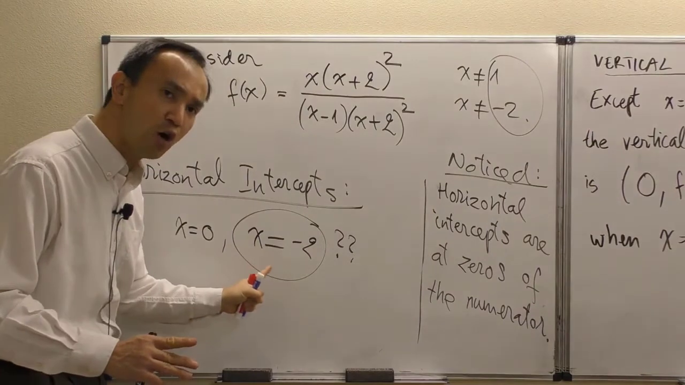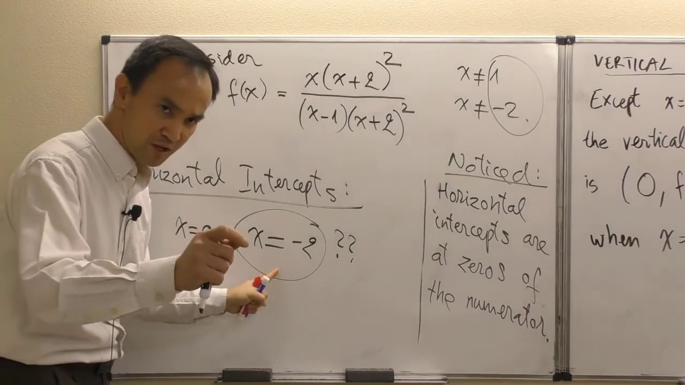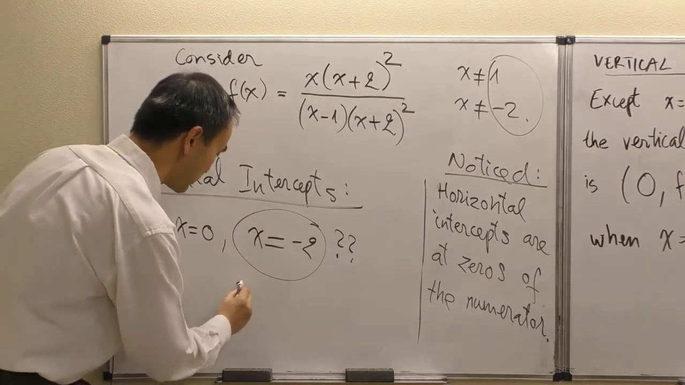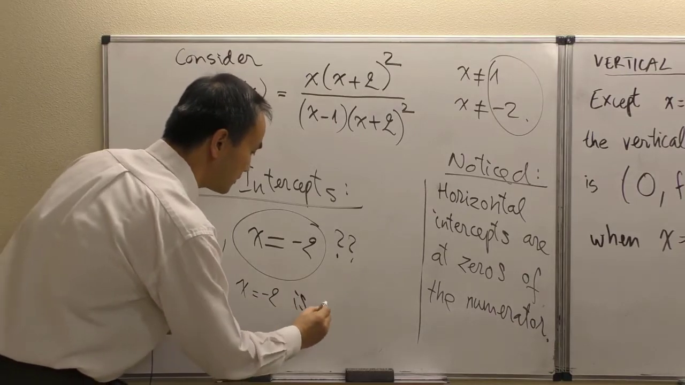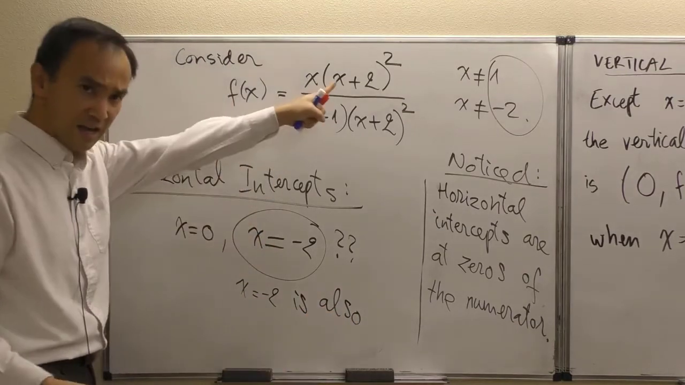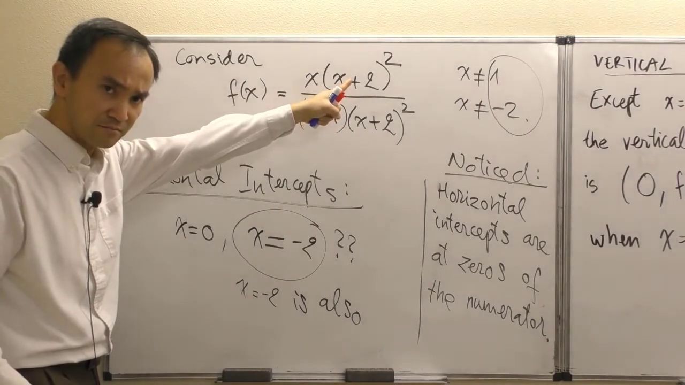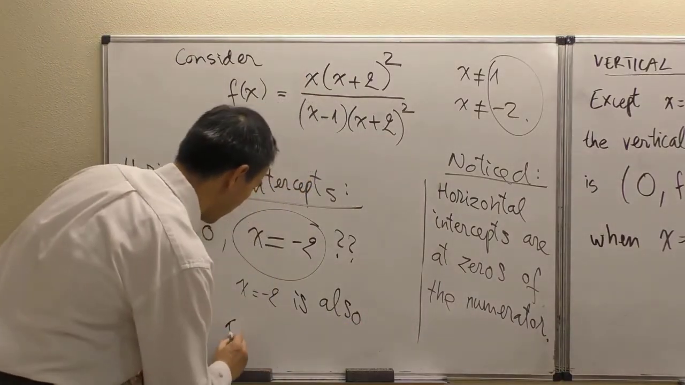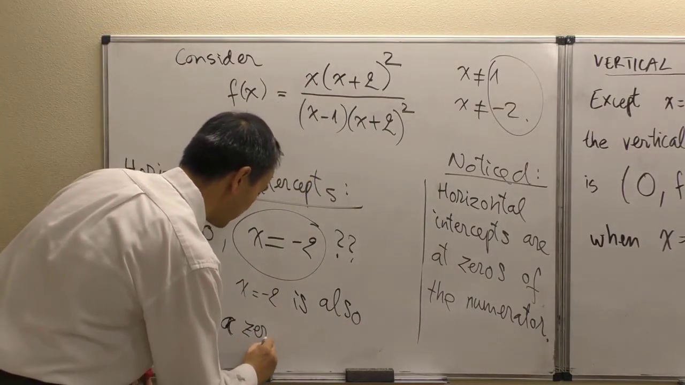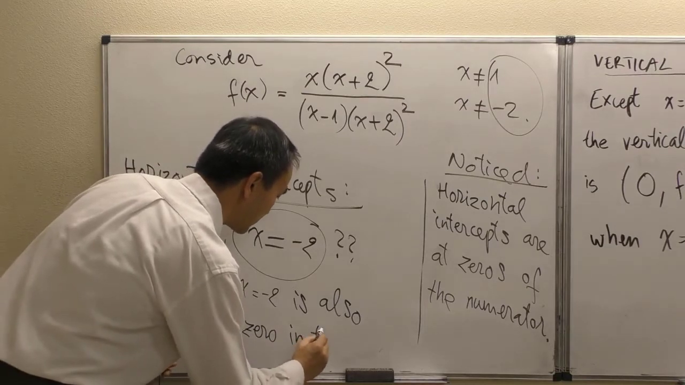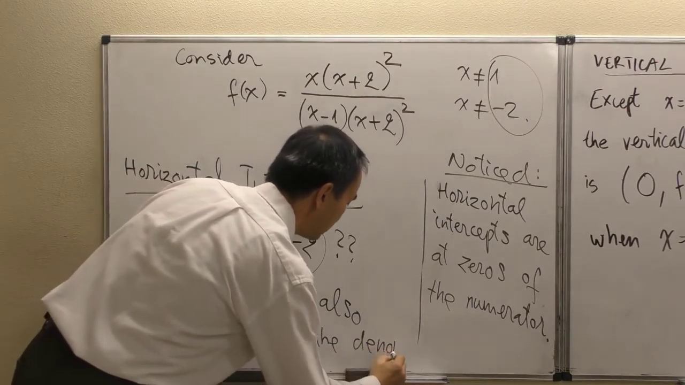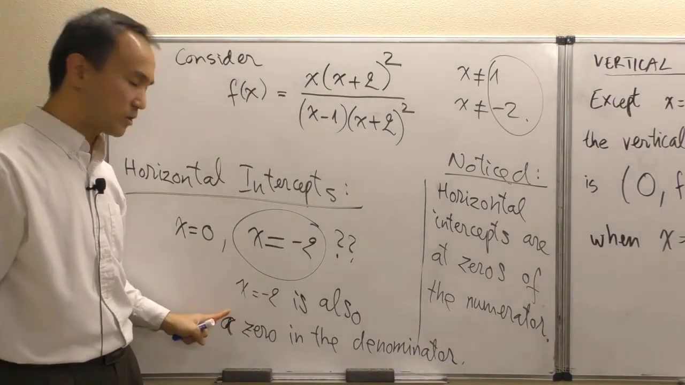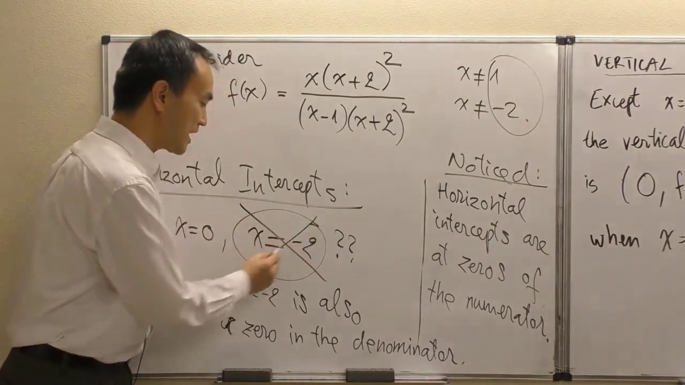All I'm trying to explain now is the reason the graph did not show x equals negative 2 as an intercept. It's already a 0 of the numerator, but now it's also a 0 in the denominator. And this is the reason why we have to cross x equals negative 2 out.